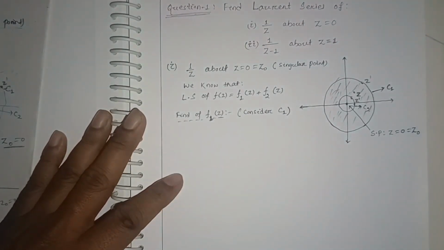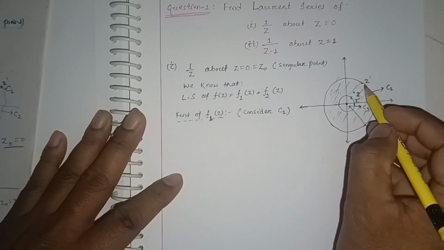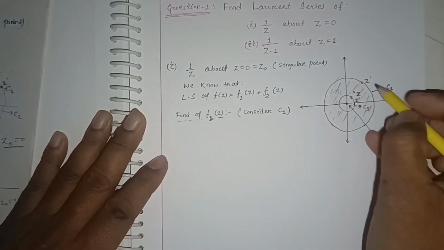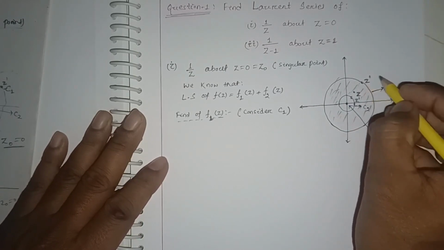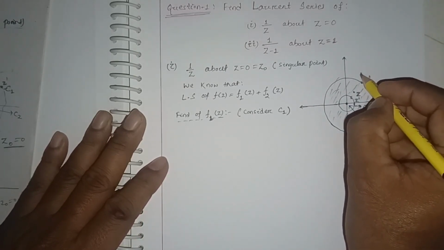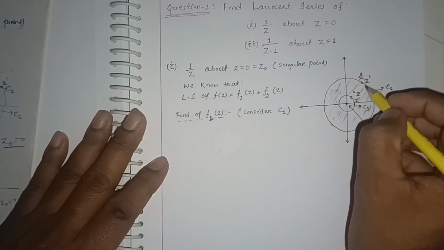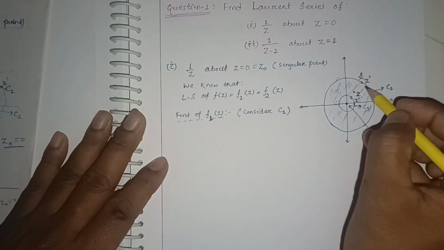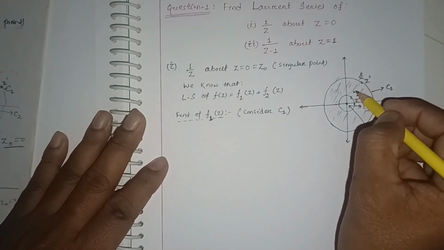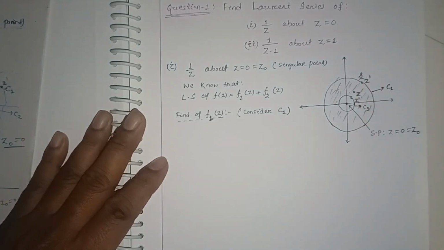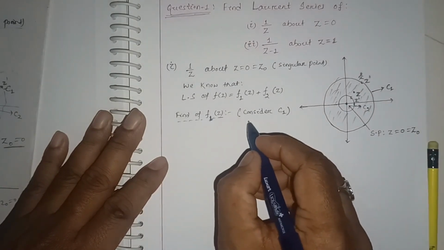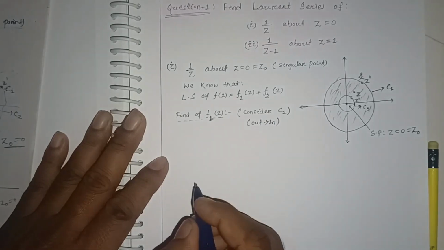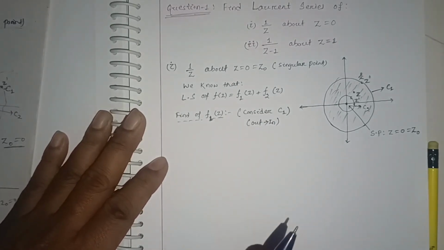If I'm going to consider C1 and move from this C1 to this point, that means suppose you are standing on this circumference of C1 and you are trying to move to z, any point in this analysis. That means you are moving out to in. So for this f1 we have to consider the out to in concept.